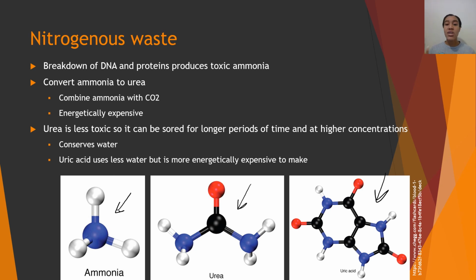So there are some pros and cons to both urea and uric acid, but no matter what, we cannot keep ammonia in our bodies. So we have to convert it in some way.